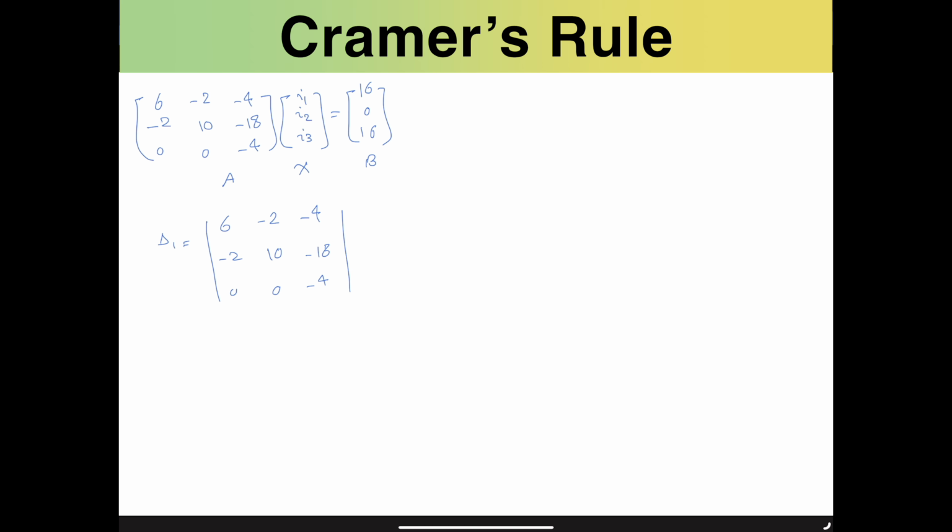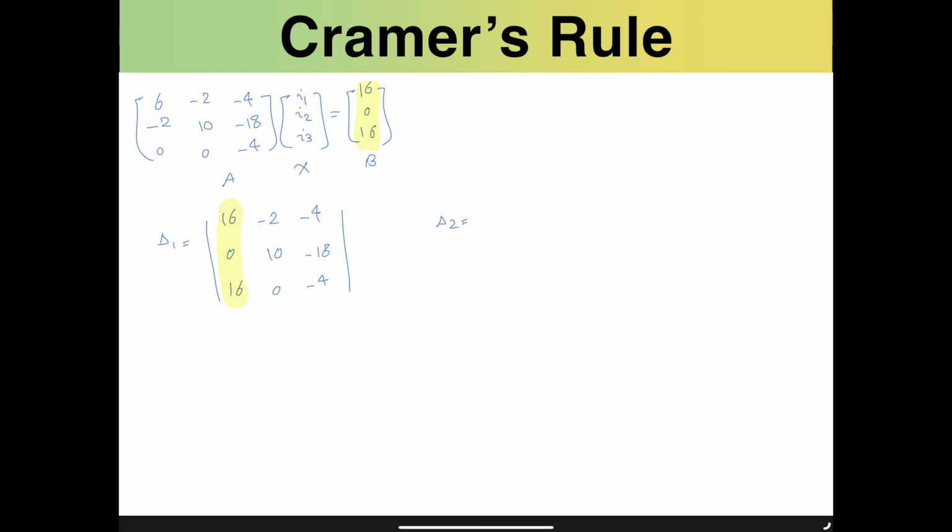Now, this time, since we are actually finding the determinant of 1, the first column is going to be replaced by B. So essentially, we'll be writing the column B over here. So it would be 16, 0, and 16. I'm going to highlight that to have a better view, and you can easily see how column B is going to replace the first column of matrix A, and determinant of this matrix is going to be calculated.